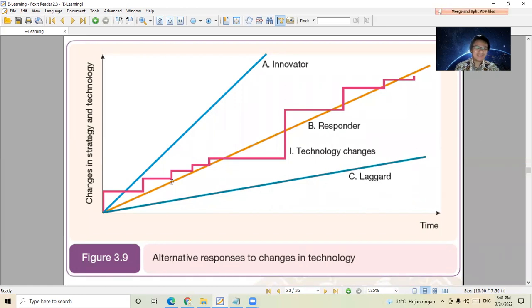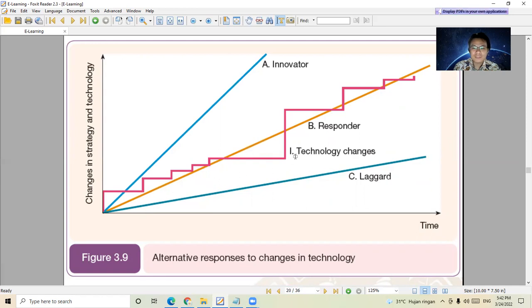As we can see, the laggard changed the strategy very late throughout the time, completely different from the innovator. In the beginning of the time, the innovator directly changes the strategy and adopts the technology. But the responder is not as rapid as the innovator; they are in the middle between the innovator and the laggard. Yeah, I think this is the safest way.